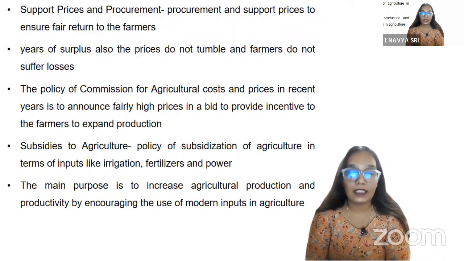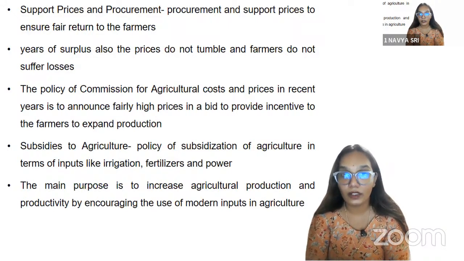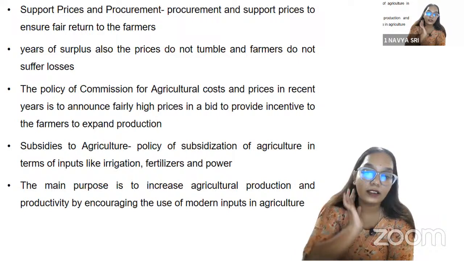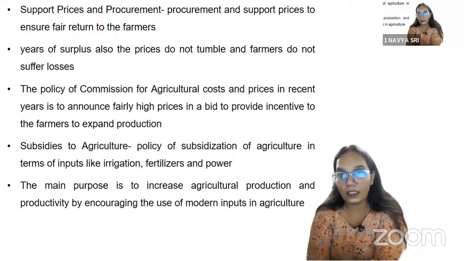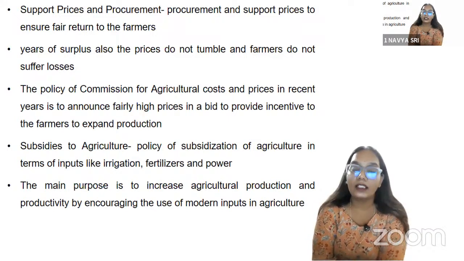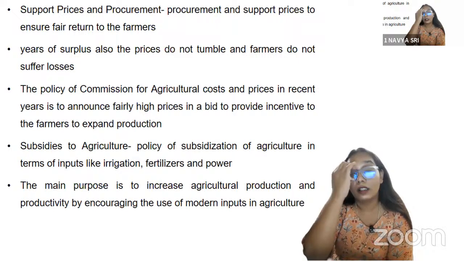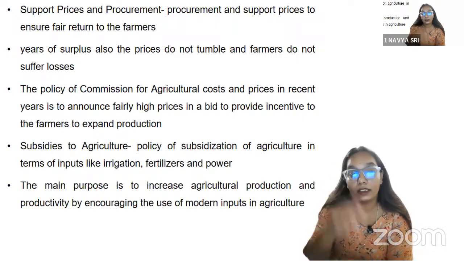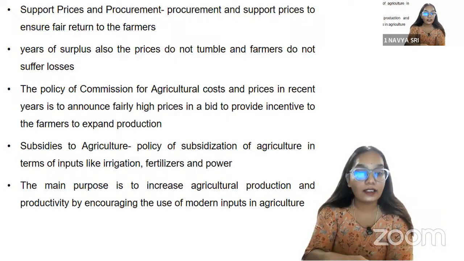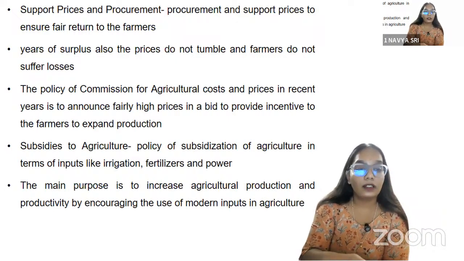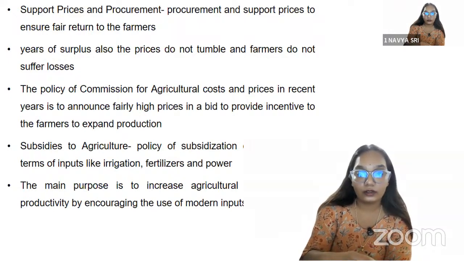The main agenda is to increase agricultural production by encouraging the use of modern inputs in agriculture. In a way, if I'm giving a subsidy on irrigation facilities, then they would buy new machinery, new equipment, or new technologies that could improve the agricultural yield. So subsidies are meant to encourage modern inputs in agriculture.